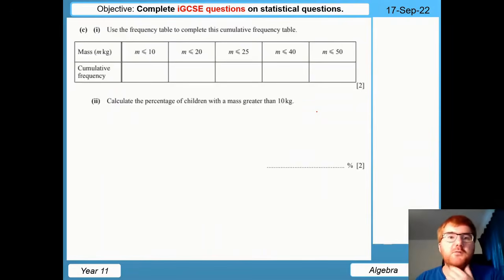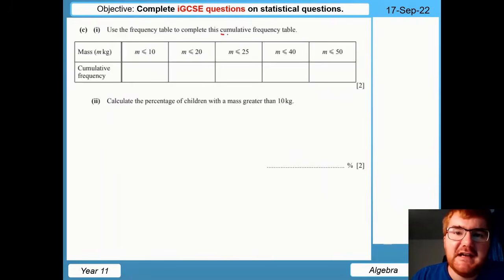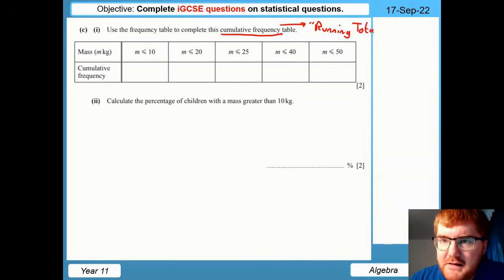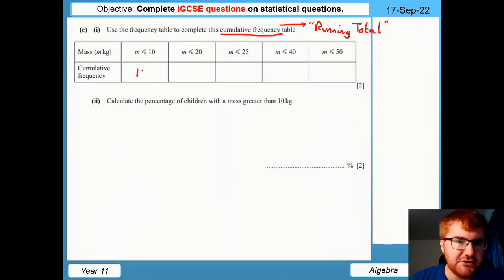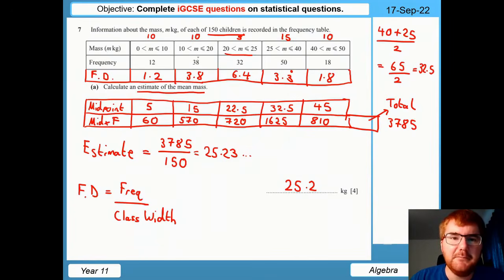Over to the next question, which is a cumulative frequency table. And the way I like to call this is a so-called running total. So I'm going to show you what I mean by that. We also have to check the class widths to make sure they correspond to the table. So what do I mean by this? Well, we start with 12 first of all, so that doesn't change. And then we're doing this running total. So we keep adding these numbers on.